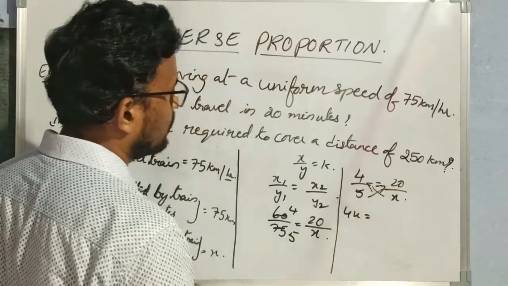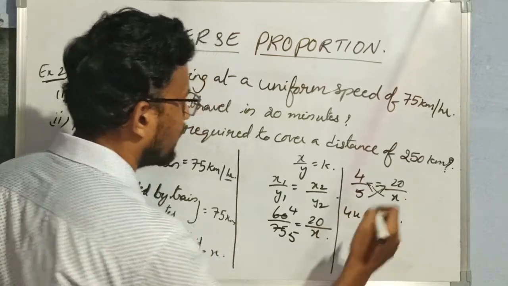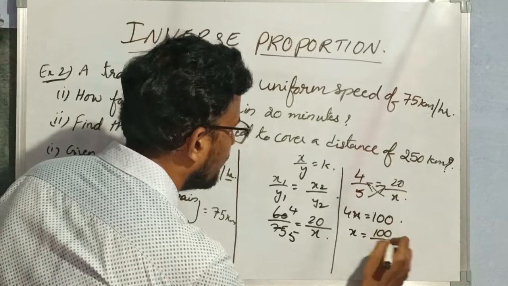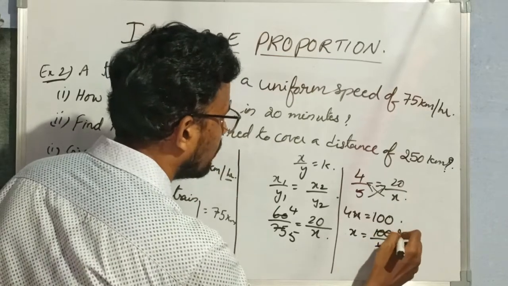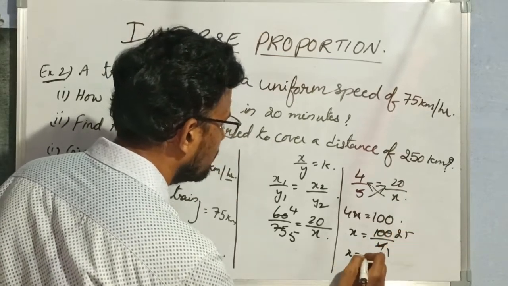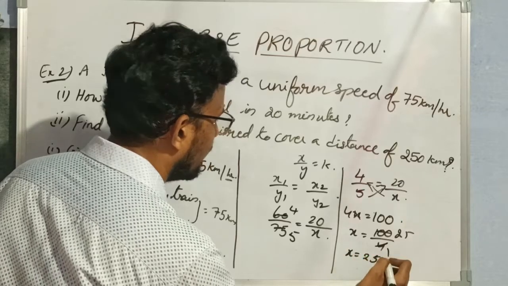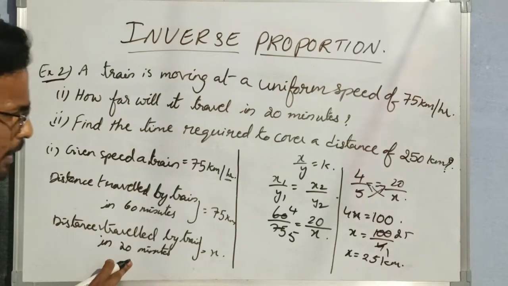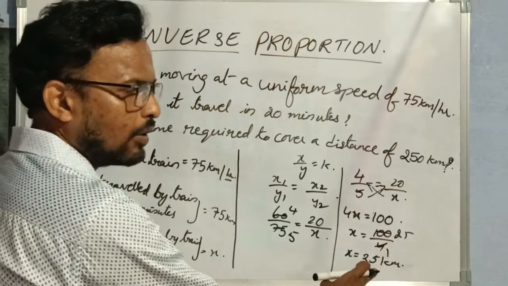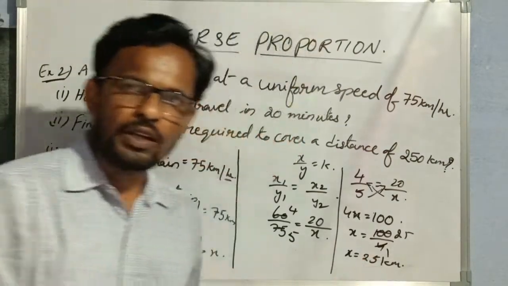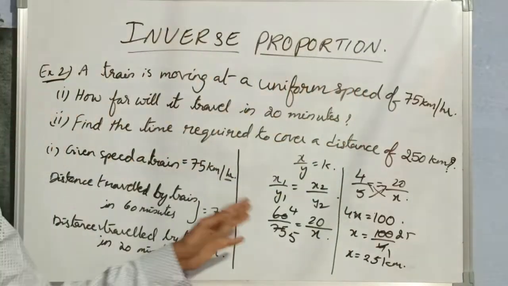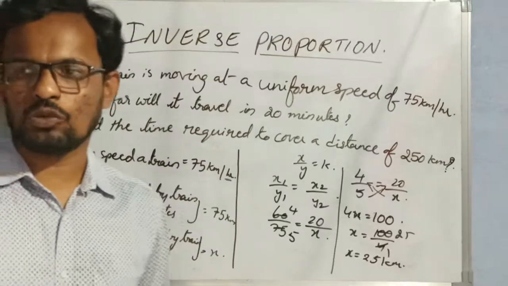4x is equal to 20 into 5, which is 100. So x is equal to 100 by 4. 4 ones are 4, 25. So x is equal to 25 kilometers. Okay? So in 20 minutes the train travels how much distance? 25 kilometers. Clear? So this is direct proportion but not inverse proportion.